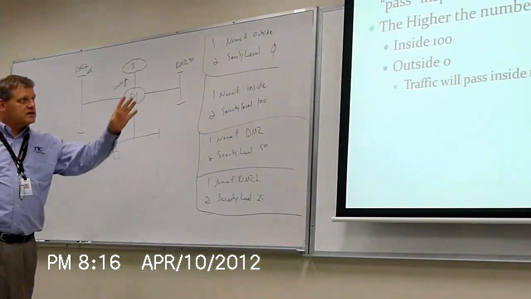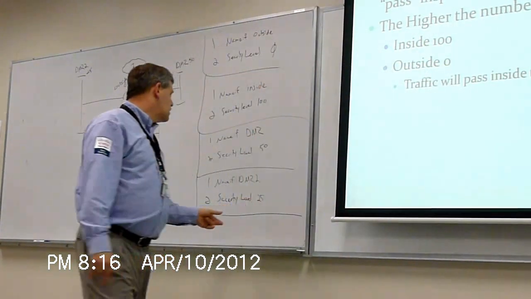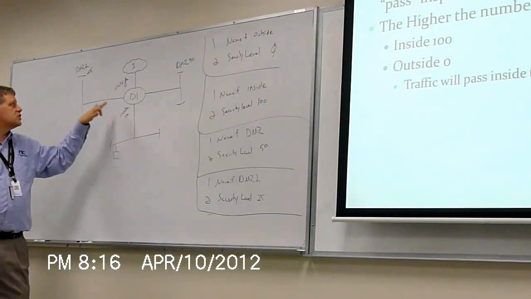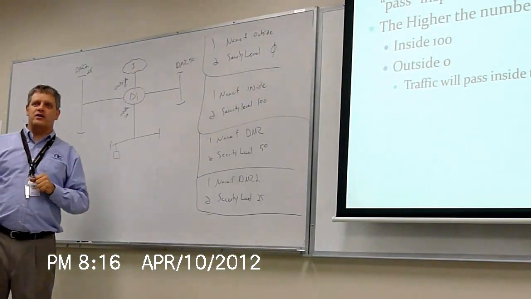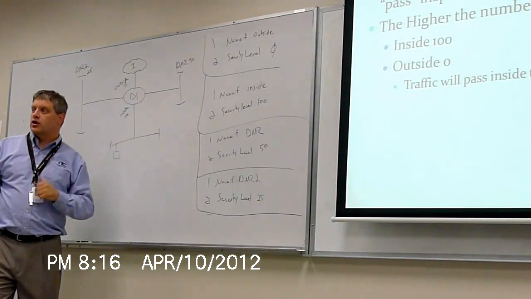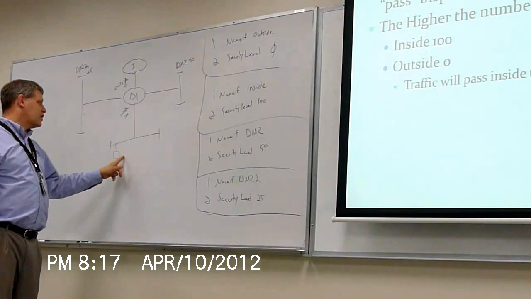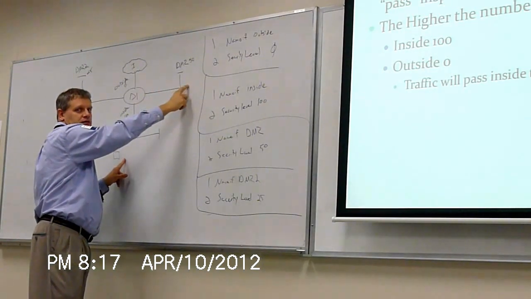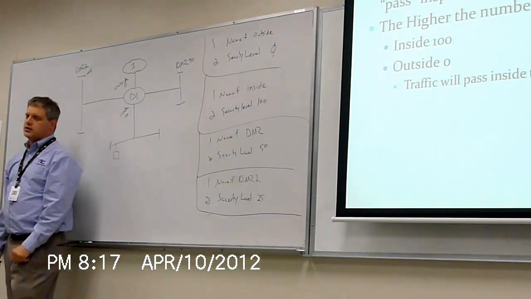Now what this does is the higher the number, the greater the trust. Meaning, I can pass traffic from a higher number interface to a lower number interface without having to put in an access control list. There's no inspection. So if I am passing traffic, say I'm trying to connect to my mail server on the DMZ, I can do that without having to cross an access list.